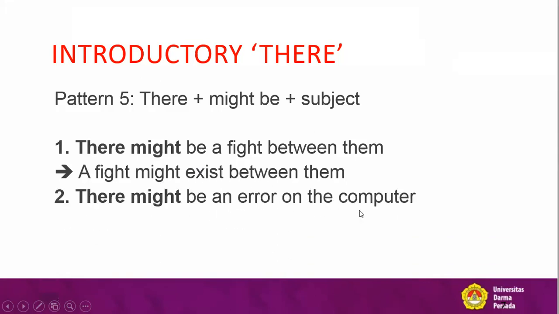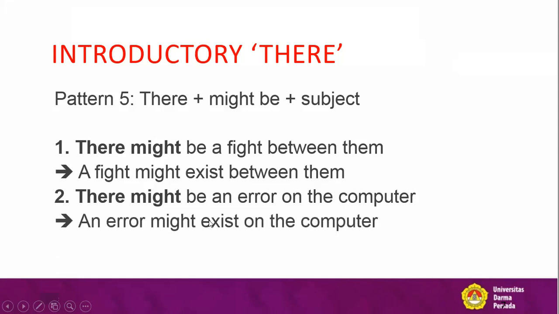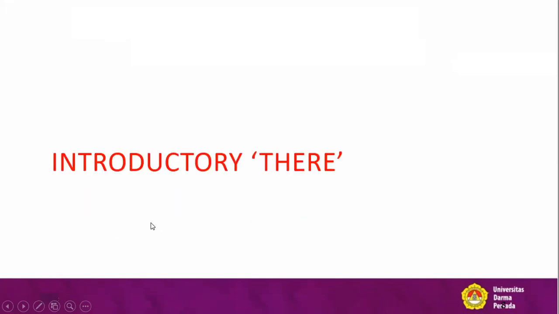There might be an error on the computer. An error might exist on the computer. Everybody understand that we use might in order to show there is a possibility. So a fight possibly exists between them. An error possibly exists on the computer.